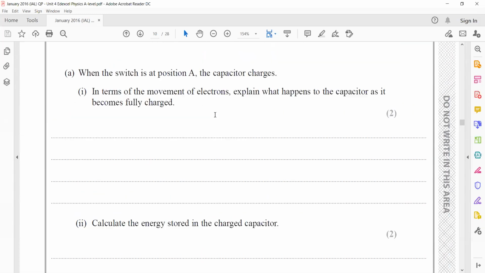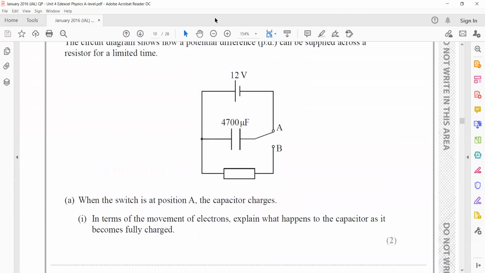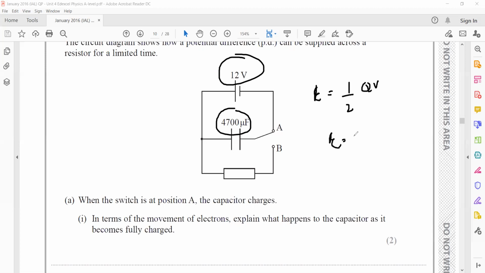Calculate the energy stored in the capacitor. So how to get energy? You have the voltage, you have the capacitance. So energy stored in terms of voltage and capacitance: half QV, where Q is equal to CV. So energy is half Q into V, and in place of Q, I can write CV. So it will become half CV squared.